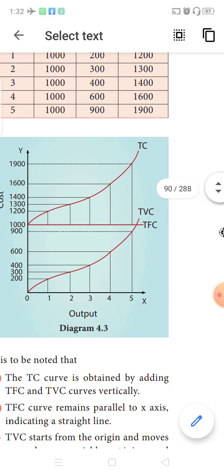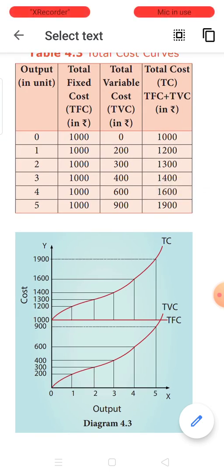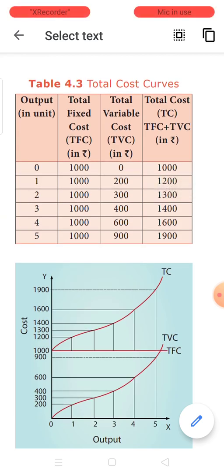Just a table is given for us to understand. The same table for total fixed cost and total variable cost is taken here, and the same values are being entered here. Just look at the first column, units of output produced. Second column, TFC, that is total fixed cost. Third column, total variable cost. When you add both, you get total cost. So when 0 units are produced, 1000 plus 0, you get 1000. When 1 unit is produced, 1000 plus 200, 1200. Likewise, when you add up fixed cost and variable cost, you arrive at the last column, which is the total cost.